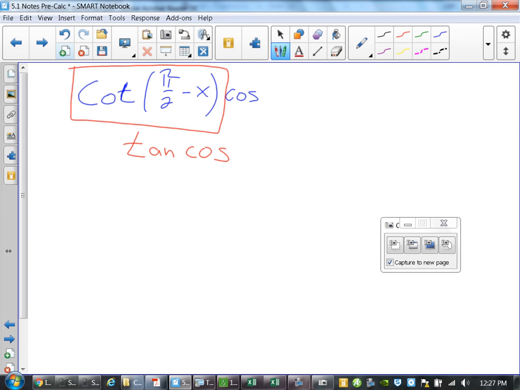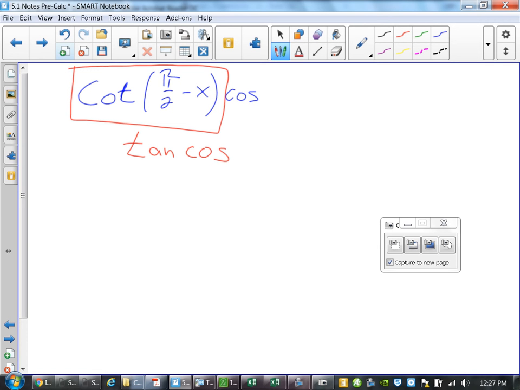Whenever you have a pi over 2 minus x for the 6 trig functions, those are called the cofunction identities. Now, the reason, if you think about it, sine of pi over 2 minus x, remember how I showed you guys when we graphed sine and cosine, that they're just pi over 2 moved from one another? That's kind of why this works.